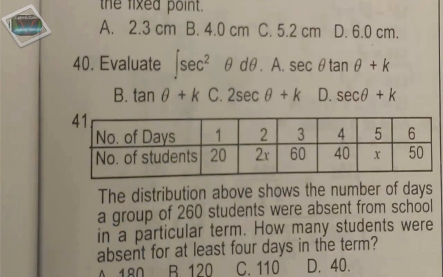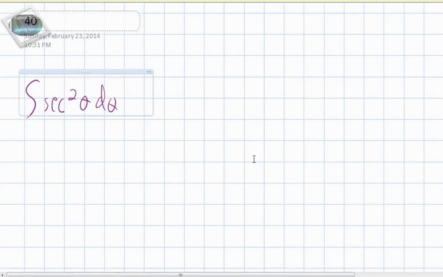So here we have question 40, and it wants us to integrate secant squared of theta. The notation for this has a little squiggly, and it has d theta on the side. This just means that we need to integrate secant squared of theta with respect to theta. Remember, integrating is sort of the inverse of taking a derivative, the same way that division is to multiplication.